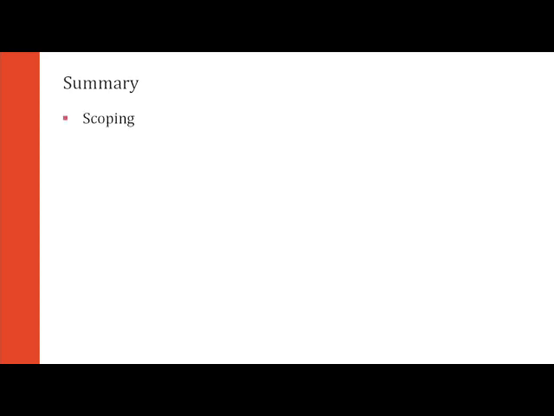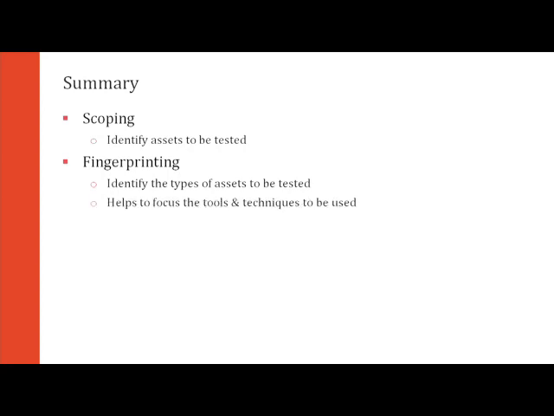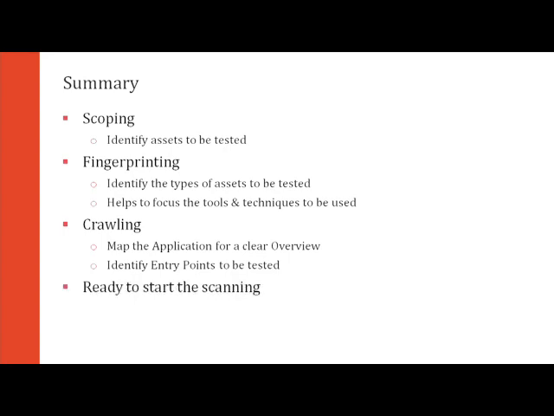Finally, the summary. We talked about scoping. It's very important to find the assets, the targets to be tested. We talked about fingerprinting, the different techniques that we used in order to identify the web server, the versions, and all the infrastructure behind our targets. We talked about crawling so that we can map the whole application in order to have a clear overview, and also to identify the entry points where we can attack the web applications. And after this, we can start trying to do the scanning, which might be the next step.